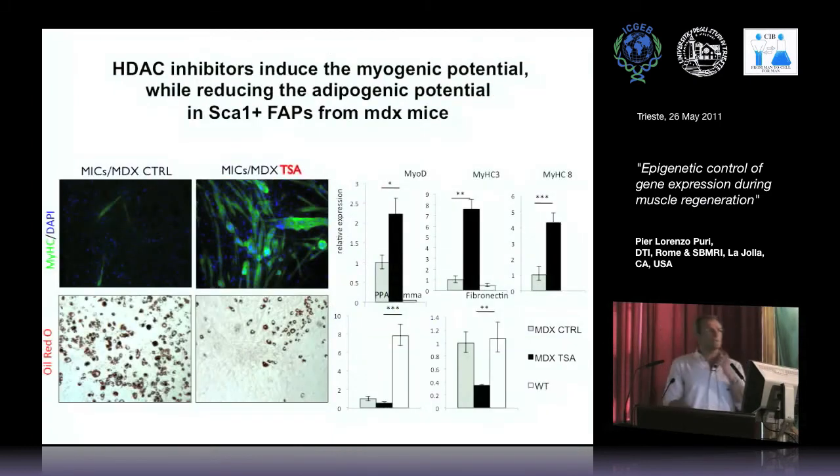So when we analyzed the gene expression in these cells by immunofluorescence, we found that these cells, taken from dystrophic mice treated with TSA, could actually make muscle in vitro, as you can see from the expression of myosin heavy chain in these multinucleated cells. And most importantly, this was coincident with the reduction of the fibroadipogenic potential, indicating that these cells can actually determine whether dystrophic muscles can undergo regeneration or fibroadipogenic degeneration.